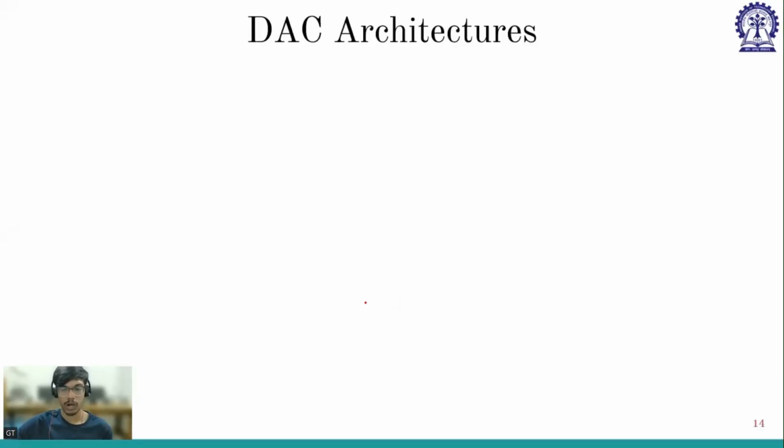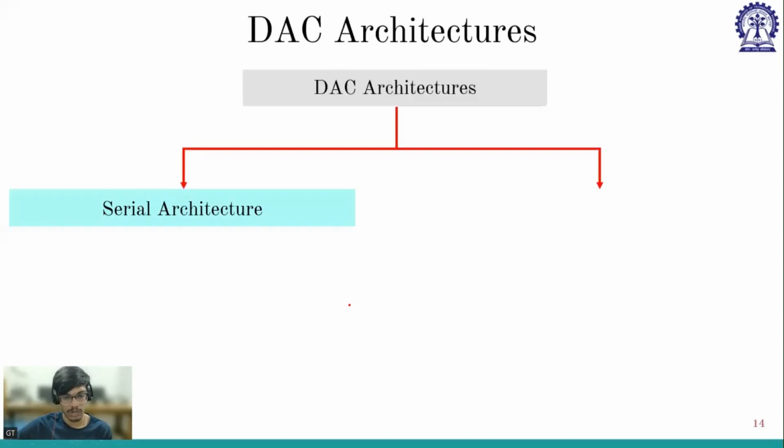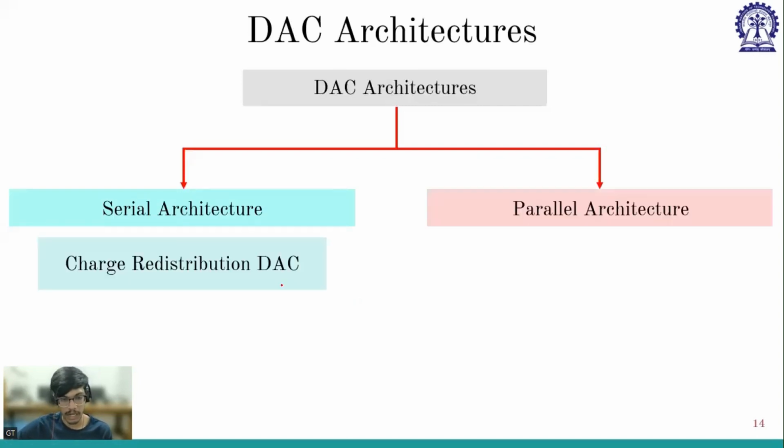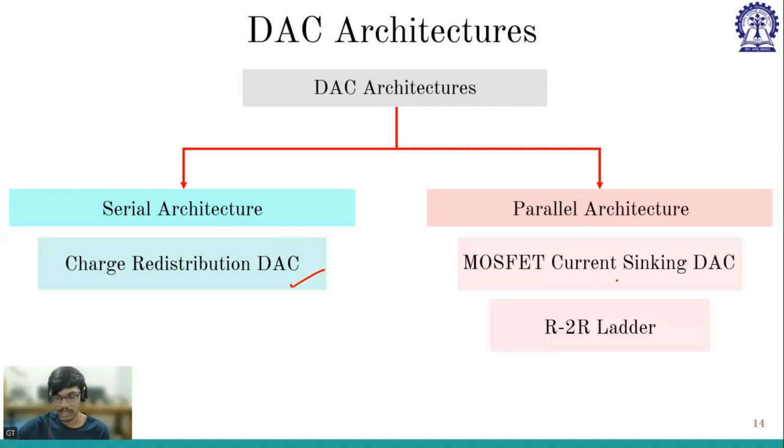Coming to the DAC architectures, here also we have serial architecture as well as parallel architecture. Serial is the charge redistribution DAC, which is not discussed in this course, and you need not know it. But if you are interested, you can search online material and go through it. And SAR has, I think, been discussed, as well as MOSFET current sinking, but I'll be discussing only the R2R ladder just to give you some information.